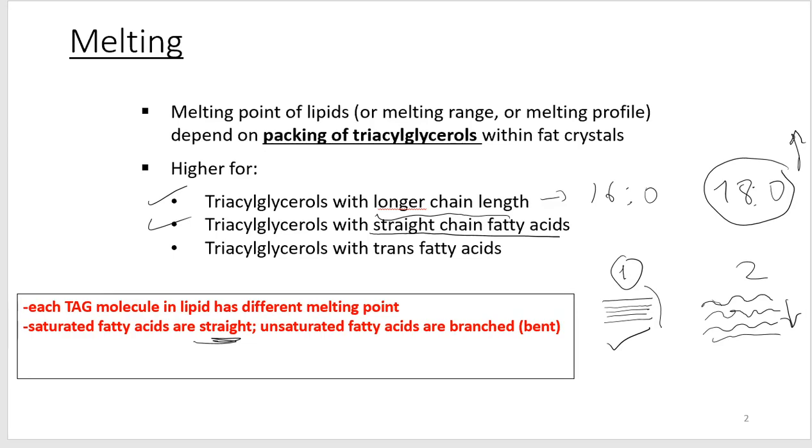And the last one. If we have more trans fatty acids in our triacylglycerol, then we will have a higher melting point compared to cis fatty acids. Remember trans versus cis. Cis is the natural configuration. So for example, margarine has a higher melting point compared to butter, because in margarine we have trans fatty acids and butter is natural. We have the cis configuration.